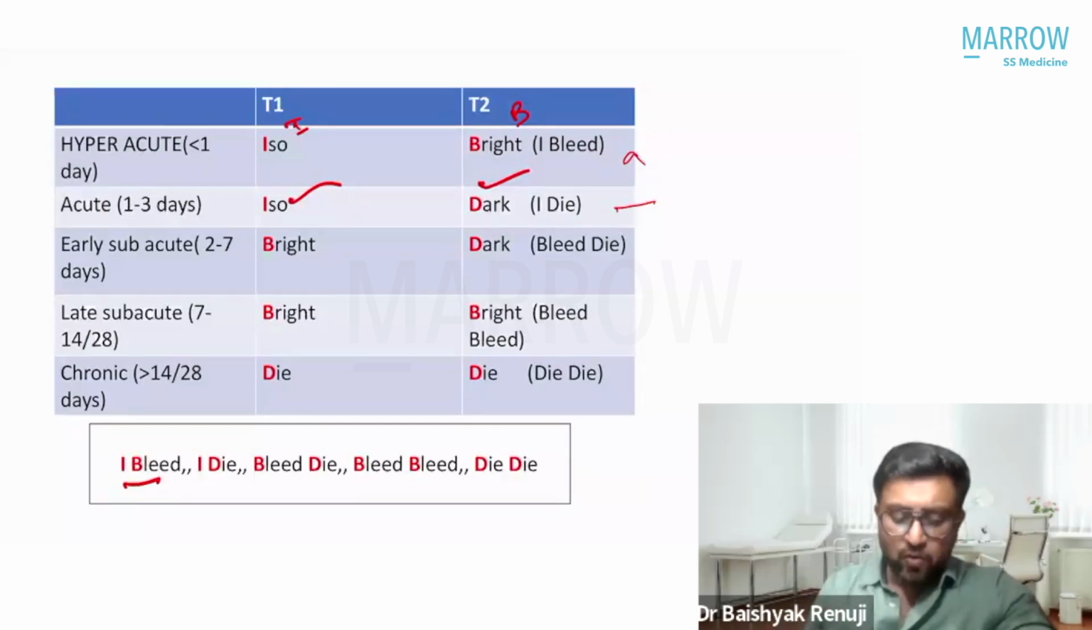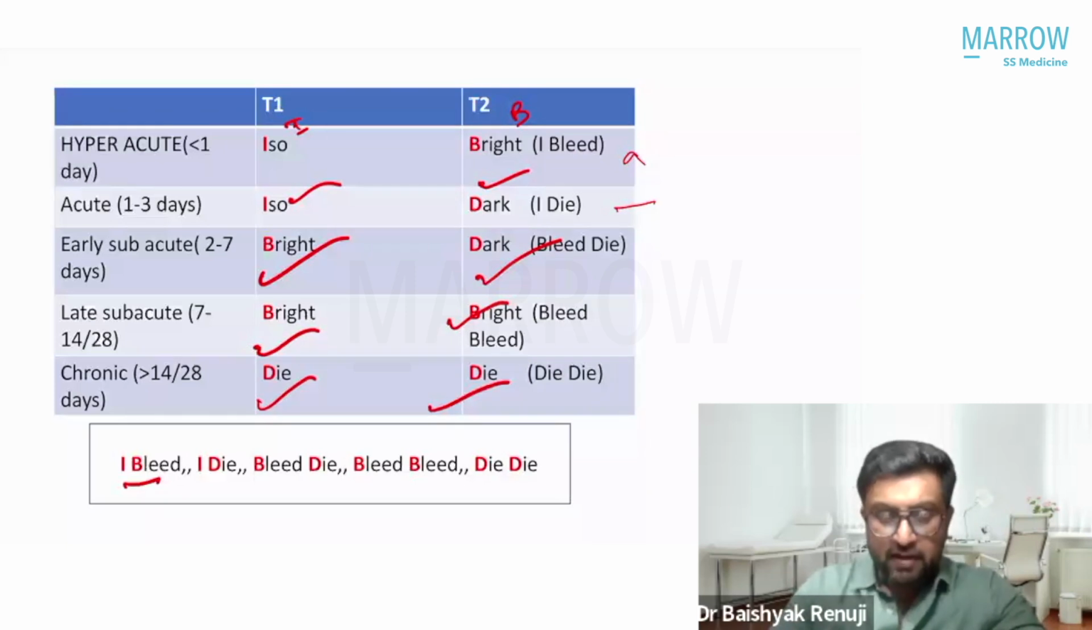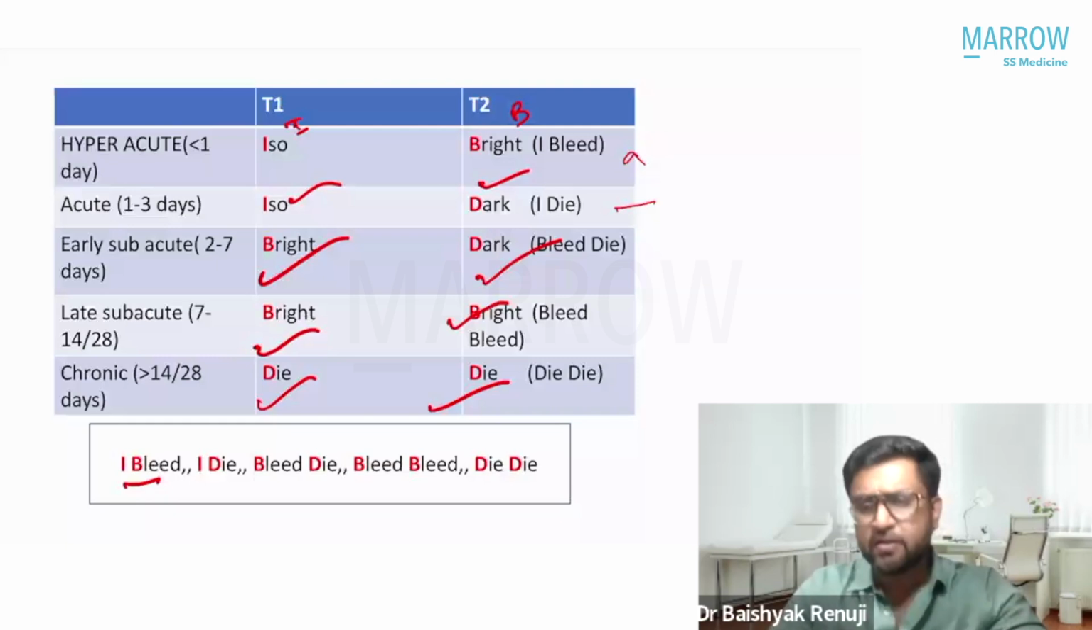In early subacute, T1 will be bright, that is white in color, and T2 will be dark. Late subacute, T1 bright, T2 bright, and chronic, T1 dark, T2 dark. Both are dark in chronic. Iso means the same intensity as the gray matter. So this is difficult to remember. The only thing I found to remember it is this mnemonic, which I got from the internet, not my own creation.